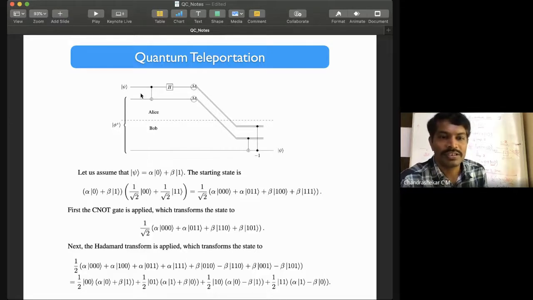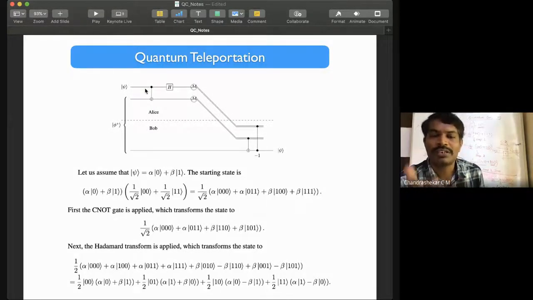So it's just rewriting the complete state here in the form of a 3-qubit system. You have alpha 0 0 0, alpha 0 1 1, beta 1 0 0, and beta 1 1 1. Now you can see simply here in the circuit, the first step, the moment they decide what state to send in the entangled state, is to do a control NOT operation from the Alice side. Now you see Alice actually has 2 qubits on her side.